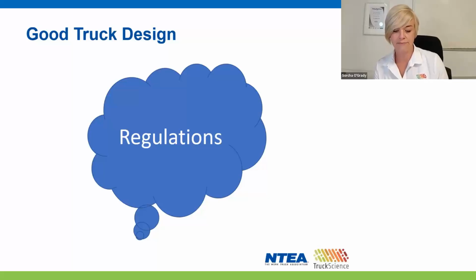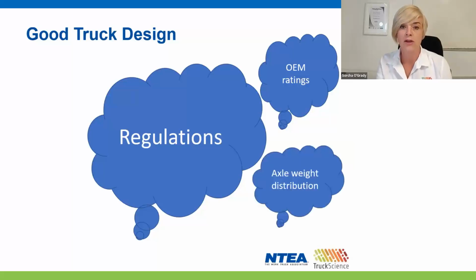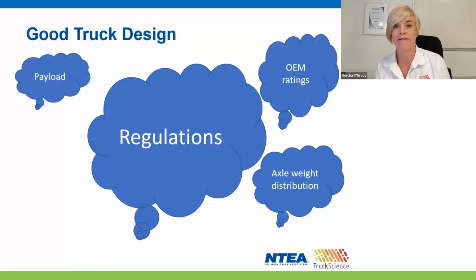Of course, compliance with road regulations is not our only concern. We need to comply with OEM ratings, including gross vehicle weight rating, gross axle weight ratings, etc. We need to ensure that axle weight distribution supports steering and braking ability, for example, by ensuring that a significant portion of the total weight is carried on the front axle.